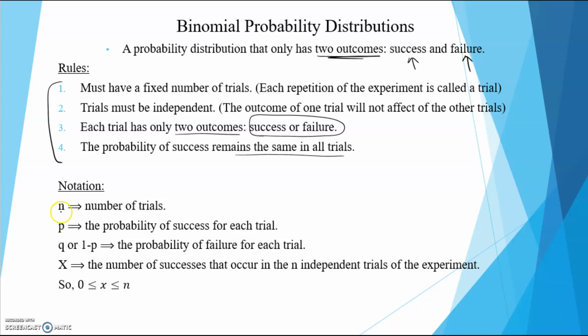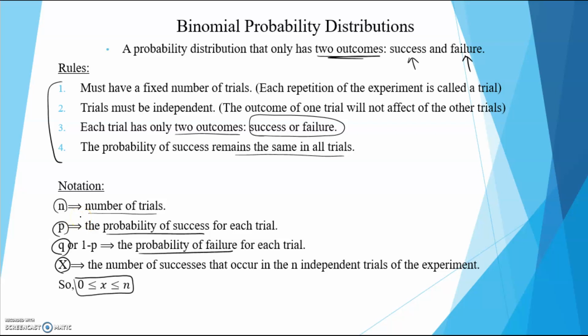Okay, so n for us is going to be the number of trials. p will be the probability of success. q will be the probability of failure. And x is the number of successes that occur within independent trials of the experiment, so it will go between 0 and n, your number of trials.